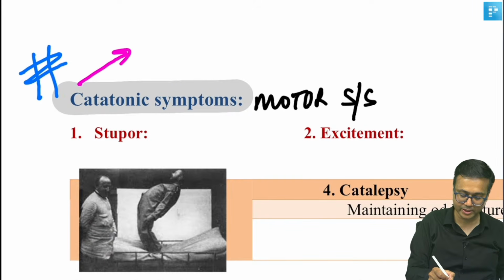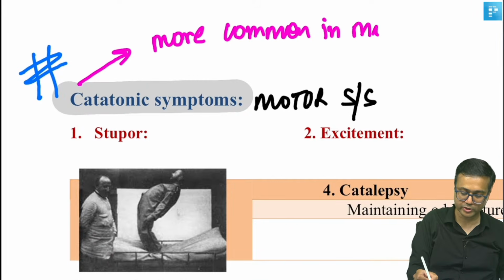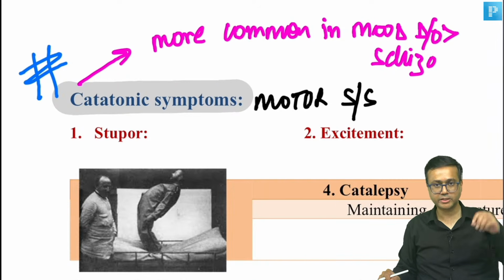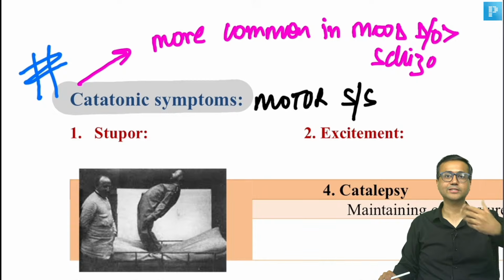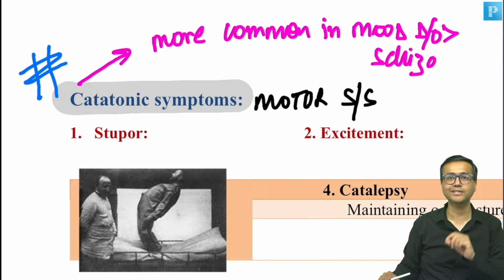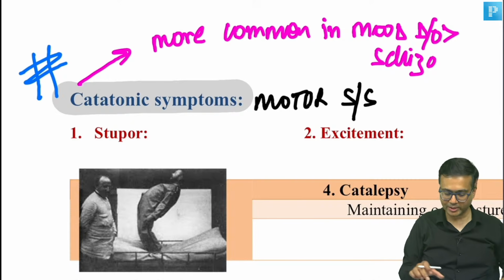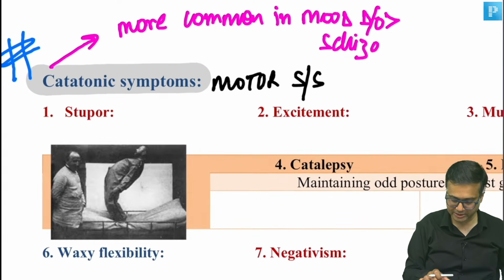In fact, remember, it is more common. These catatonic symptoms, in fact, are more common in mood disorders than even schizophrenia. So even in other conditions, they can occur. But since we are discussing schizophrenia first, let's discuss these catatonic symptoms. And you will see in the exams, they have asked questions just from these symptoms also. So let's discuss some of these motor signs and symptoms.